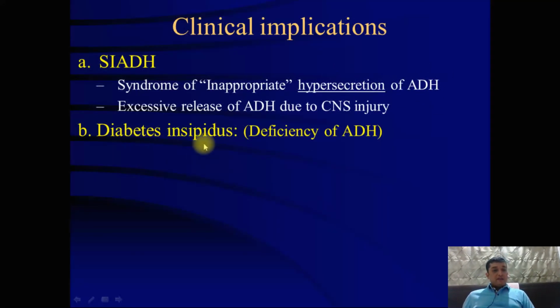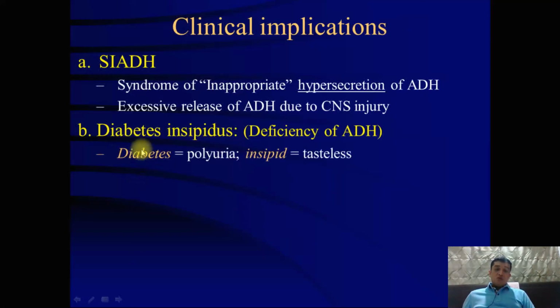Okay, next is a very important one and more common than SIADH, right? There is a deficiency of ADH, that is called diabetes insipidus. Now diabetes, as you all know, means polyuria. In case of diabetes mellitus also, it happens that urine frequency is more. Here also urine frequency is more, and that's why you are calling it diabetes.